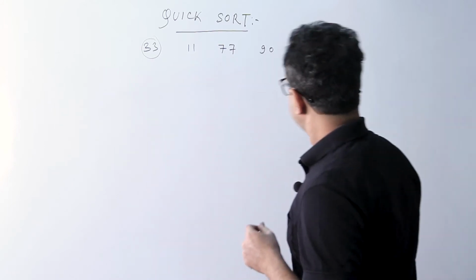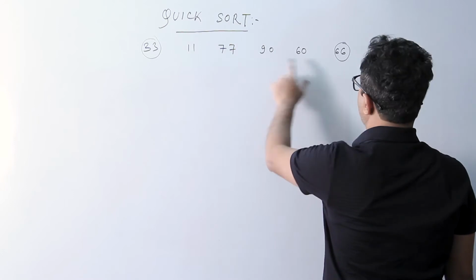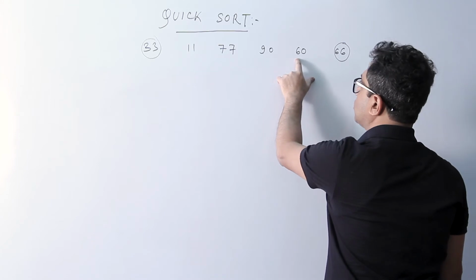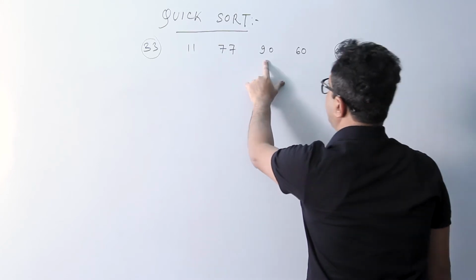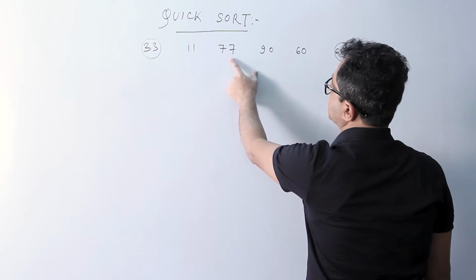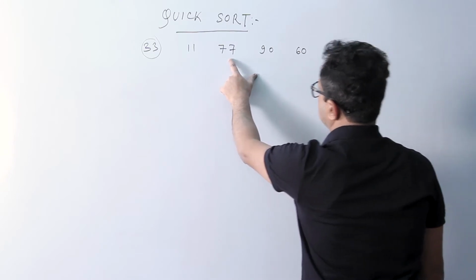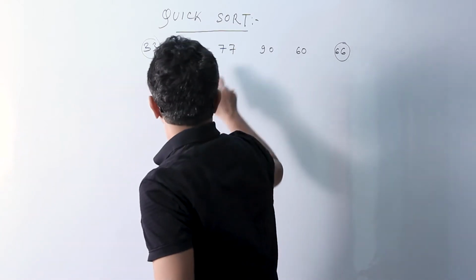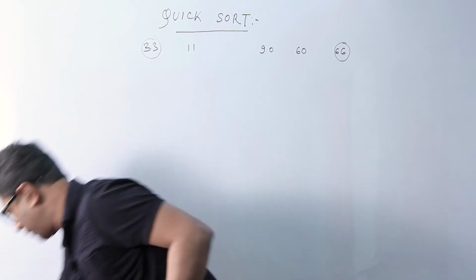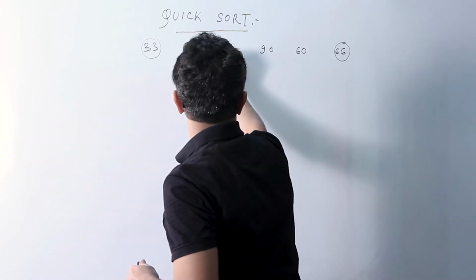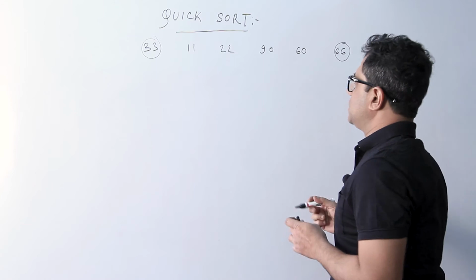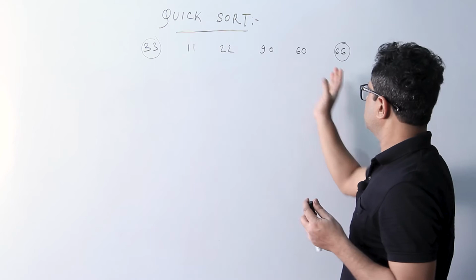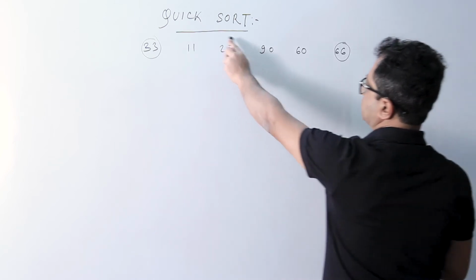So in this case, 66 is not less than 33, 60 is not less than 33, 90 is not less than 33, 77 is not. Let me just make it 22 so that we can encounter a number less than 33 after two or three elements. So I've just changed a bit over here.